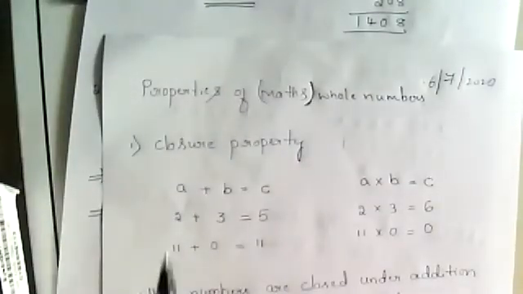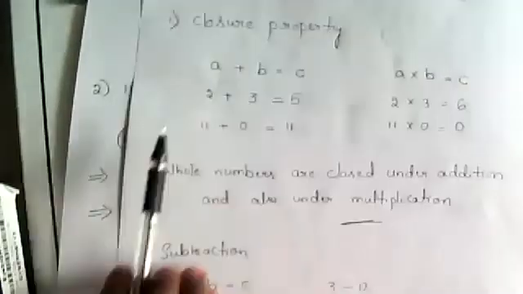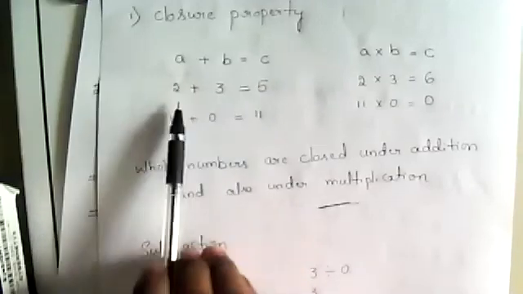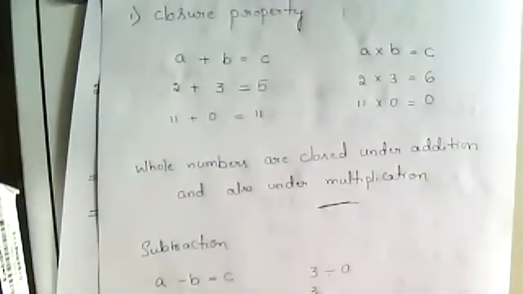Okay, we will glance once again. Today, properties of whole numbers. First, closure property. The general form of closure property is a plus b equals c. When we add two whole numbers, the sum will always be a whole number. The result will always be a whole number.